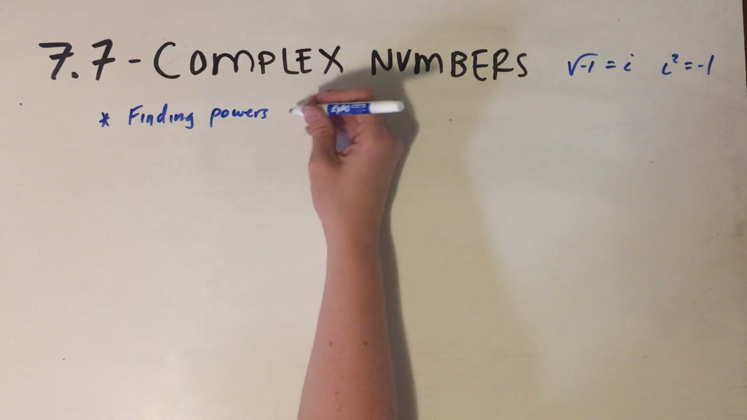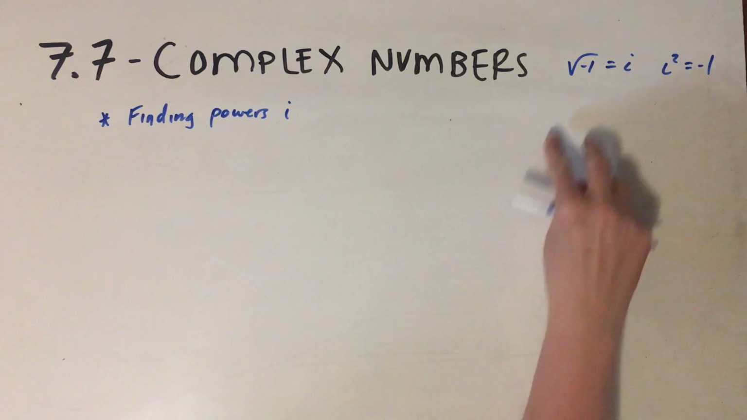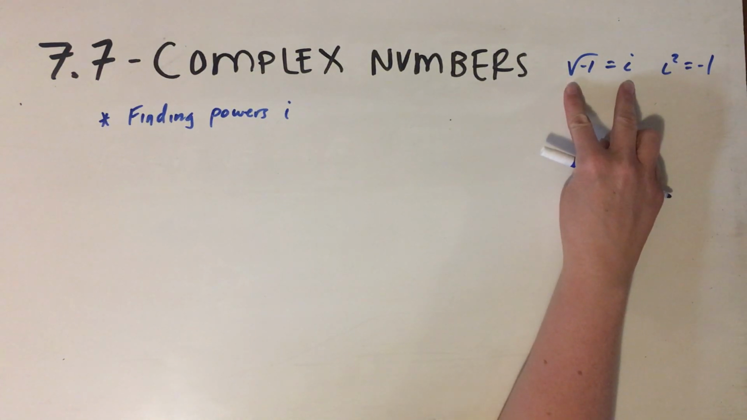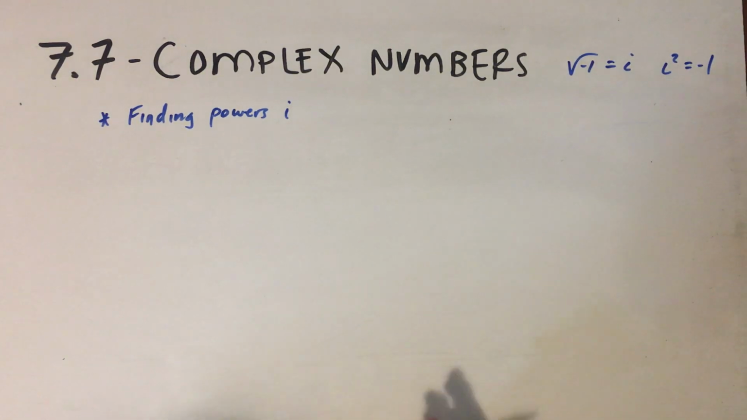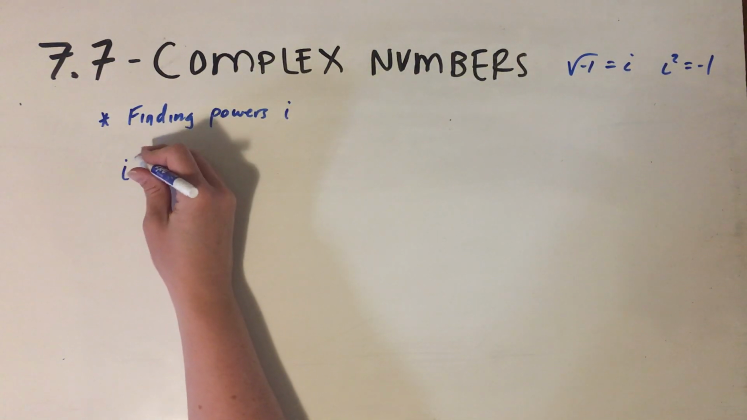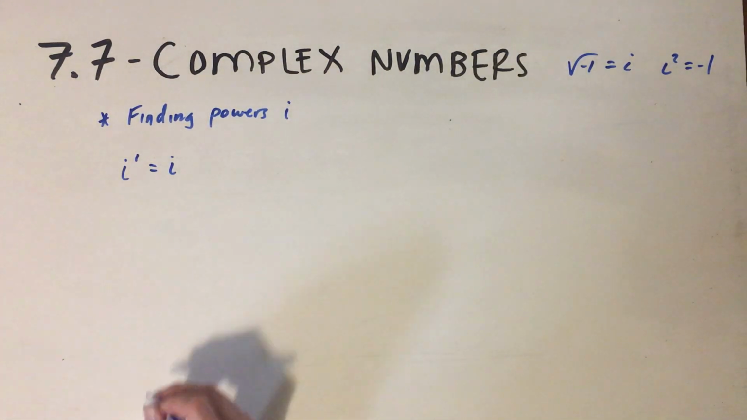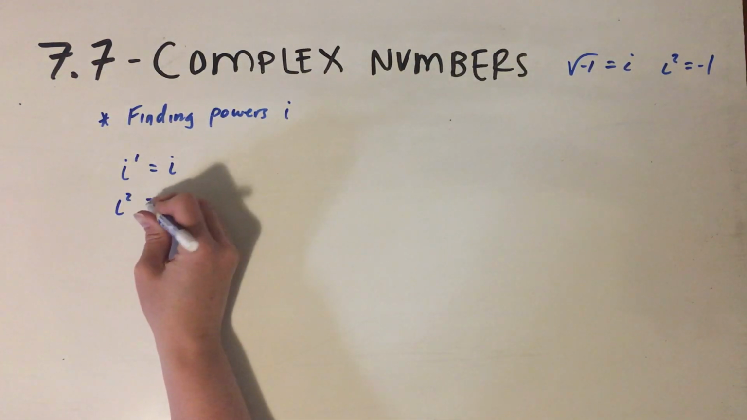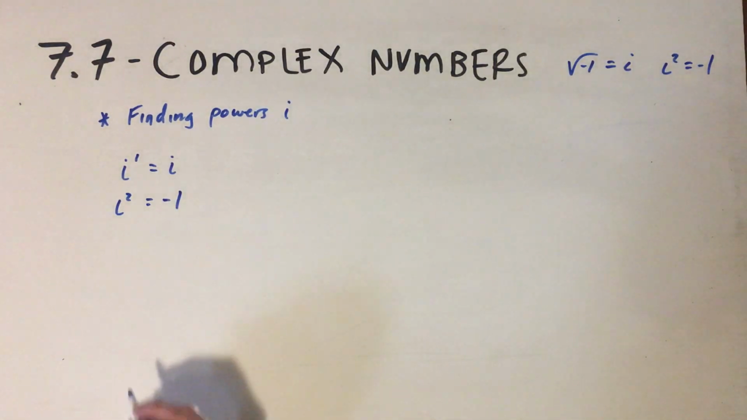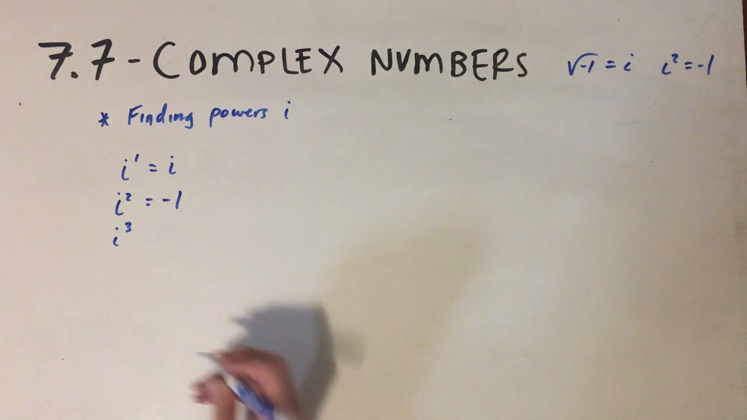Well, we're going to use what we know. Now we could derive this stuff, but I'm just going to show you. Again, we know that the square root of -1 is just i. And we also know that i squared is -1. Using that knowledge, we could say, okay, well, i to the first power is just i, and i squared is -1. Well, then what would i cubed be?